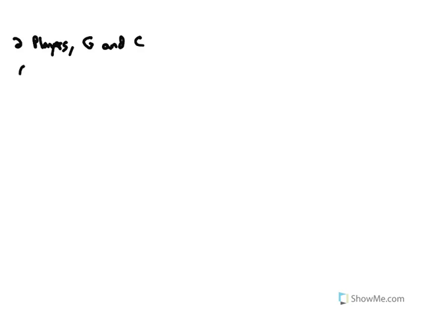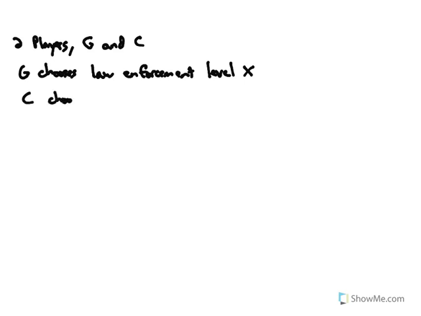G, the government, chooses law enforcement level of effort X. So X, you could think of as a number of police officers or something of that nature. It's the resources spent on enforcement. And C, the criminal element, chooses crime level Y. How many houses to rob, how much money to launder, things of that nature. Okay? These are simultaneous and independent choices made by these entities.